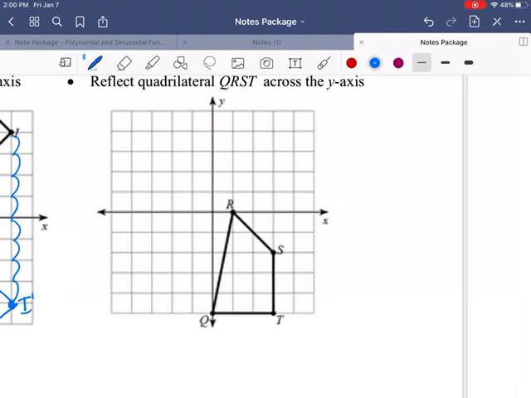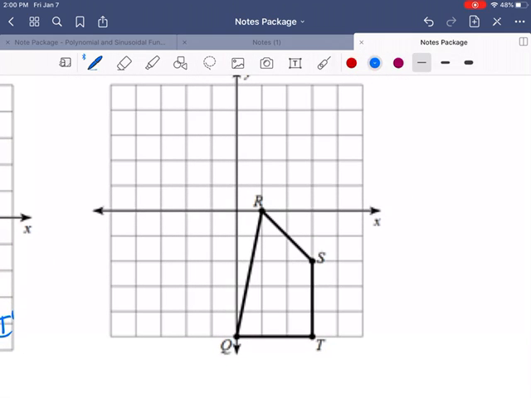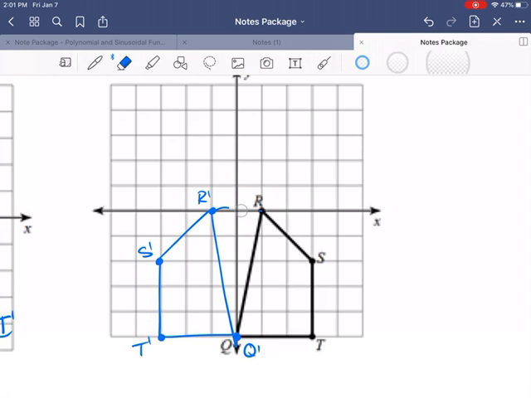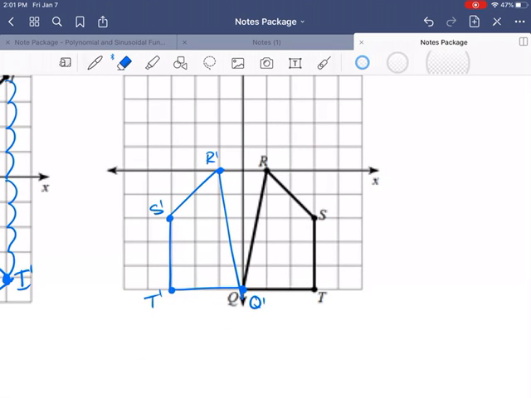Reflecting quadrilateral QRST across the y-axis, well, you count the number to the y-axis and then just count the same numbers. So there's R prime. S prime is going to be 3 away from the y-axis. T prime is also going to be 3 away from the y-axis. And Q prime actually stays right on the y-axis. Connect those up, and there's your shape. You can clean it up a little bit, but there's our reflected image.